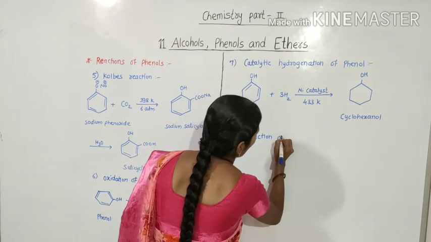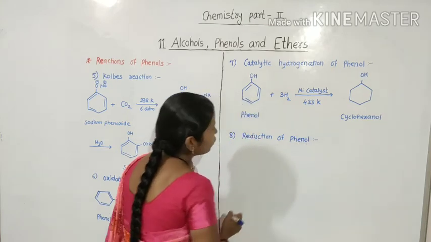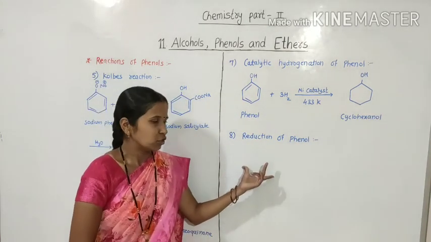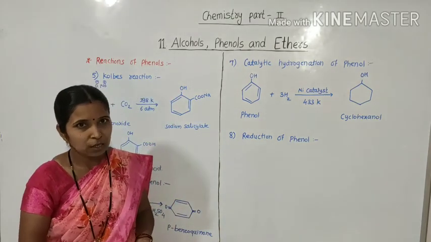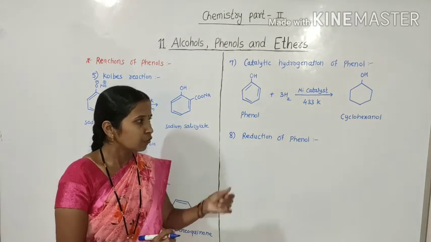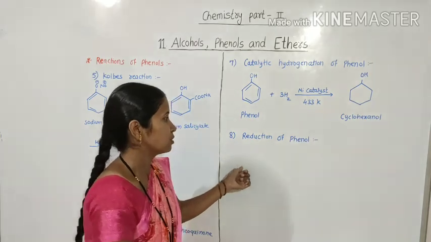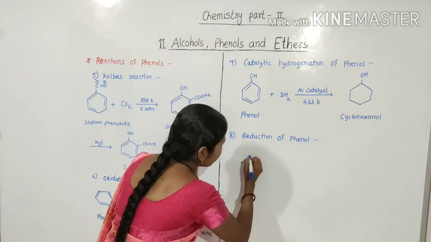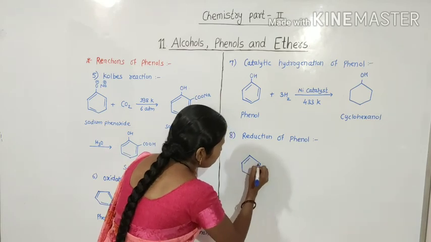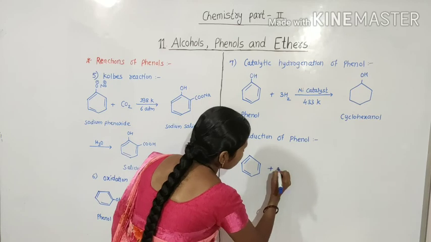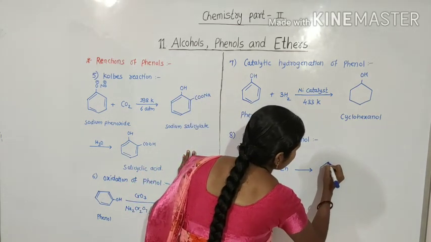Reduction of phenol. Phenol is reduced to benzene on heating with zinc dust. See the reaction. This is phenol, reacting with or heating with zinc dust to form benzene.